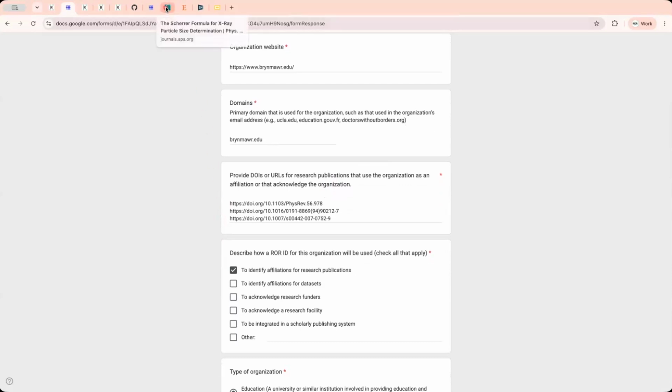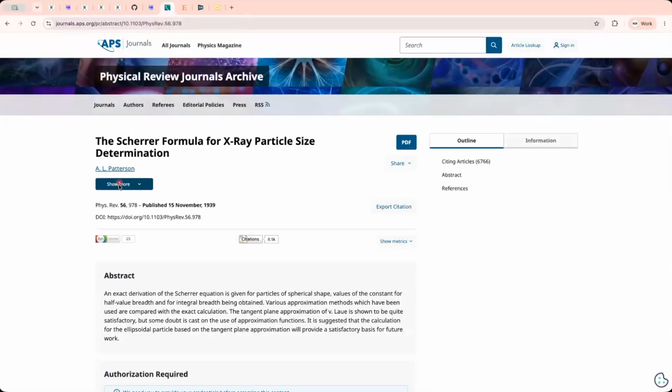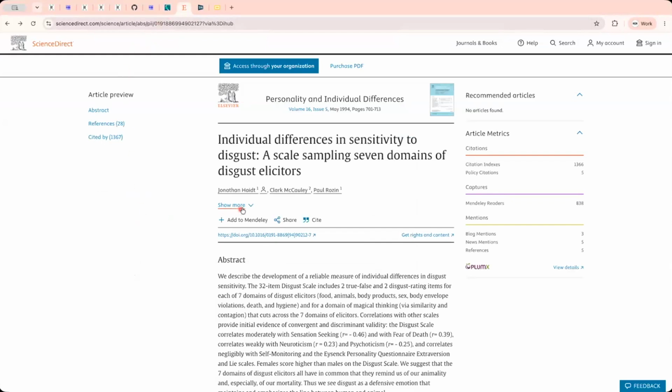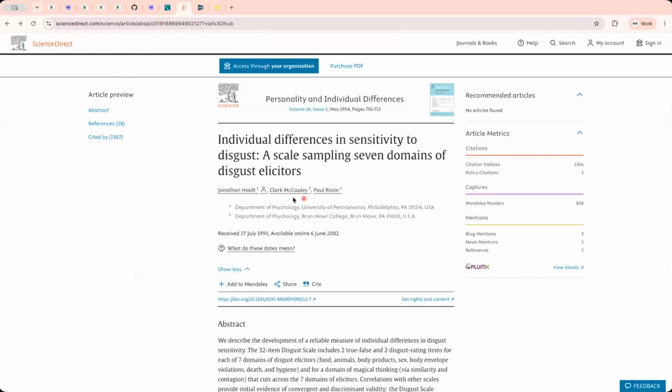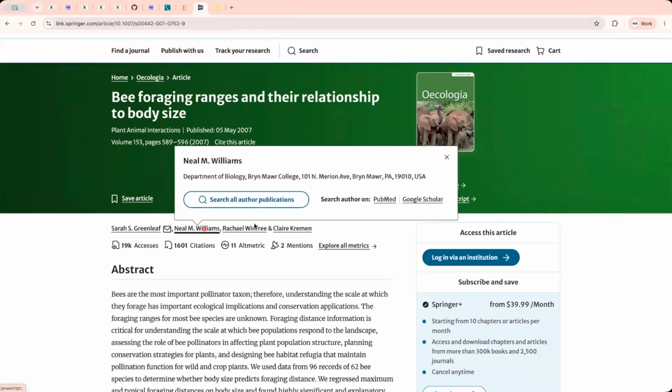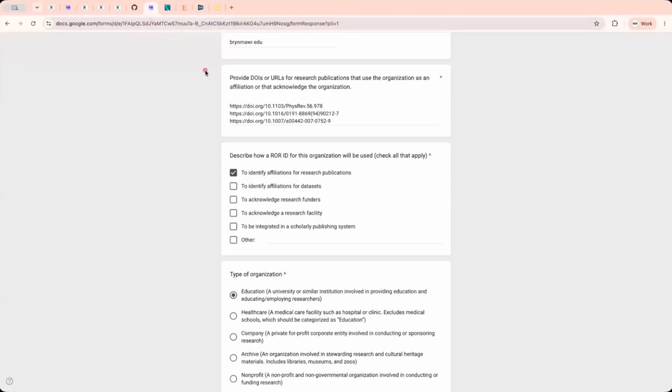Here's the first one. The author of this article is affiliated with Bryn Mawr College. Let's look at the second one. The second author of this publication is affiliated with Bryn Mawr College. Let's look at the third one. The second author on this publication is affiliated with Bryn Mawr College. So that's plenty of evidence that Bryn Mawr College is a collective and enduring entity where more than one person conducts and publishes reputable research.